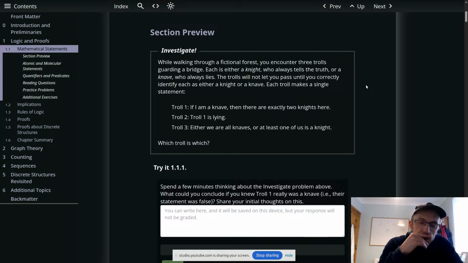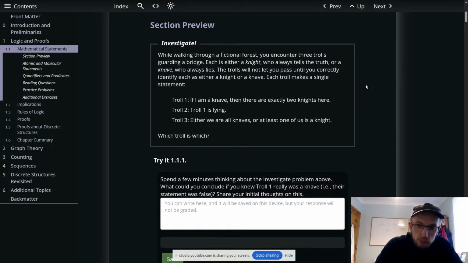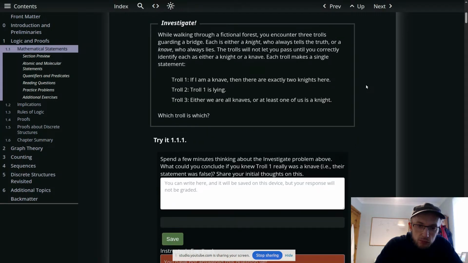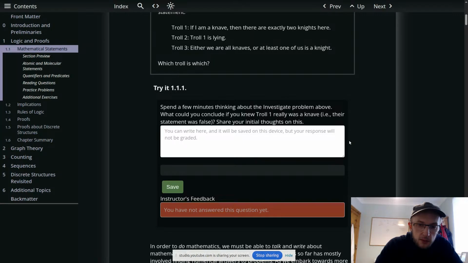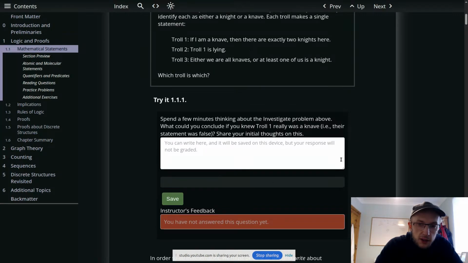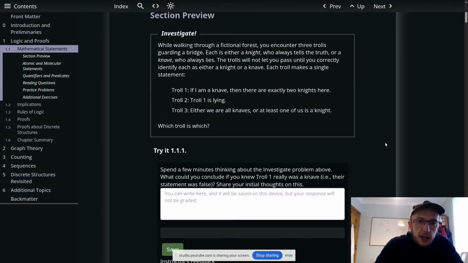Well, let's see. It says you can write here and it will be saved on this device, but your response will not be graded. Okay. And then it has instructor's feedback. I wonder if that's like an LLM or something.